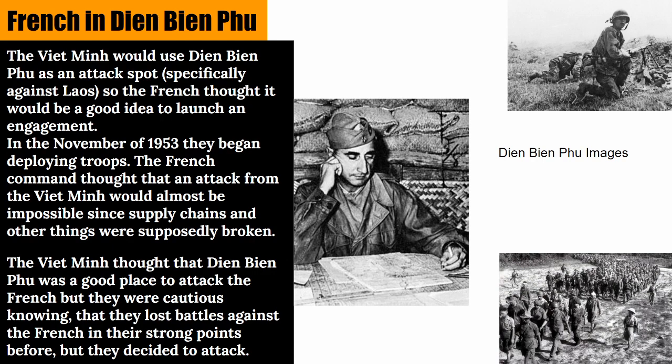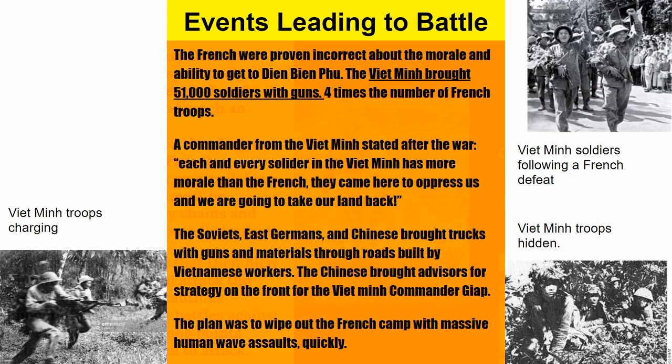The Viet Minh actually looked at Dien Bien Phu as a good place to attack, but were very cautious about it. They were expecting that there was going to be lots of troops. It was very obvious that it was going to be a difficult place to get to. It's going to require a lot more morale of soldiers, transportation help, and all that sort of stuff. They were very cautious, knowing that they lost battles against the French in their strong points before, but they decided to attack. That's exactly what I was saying.